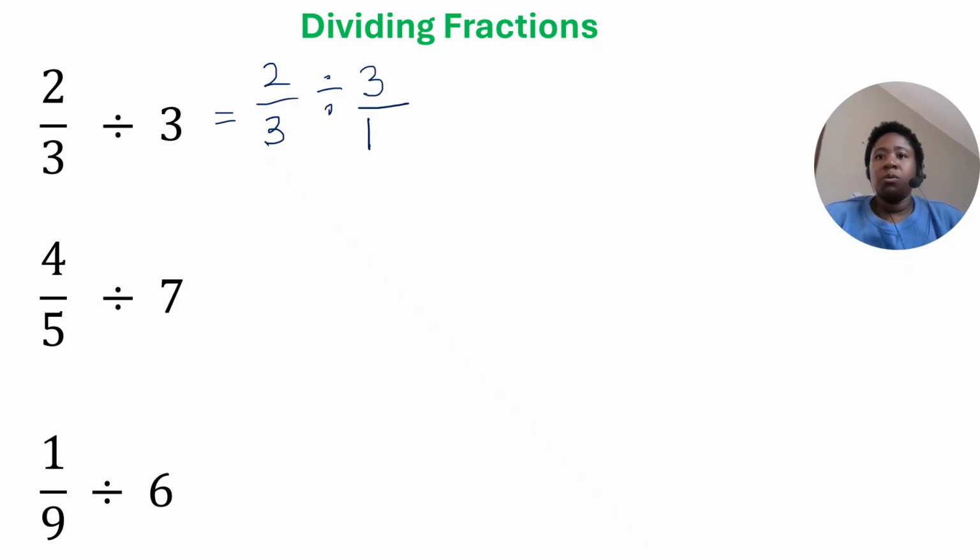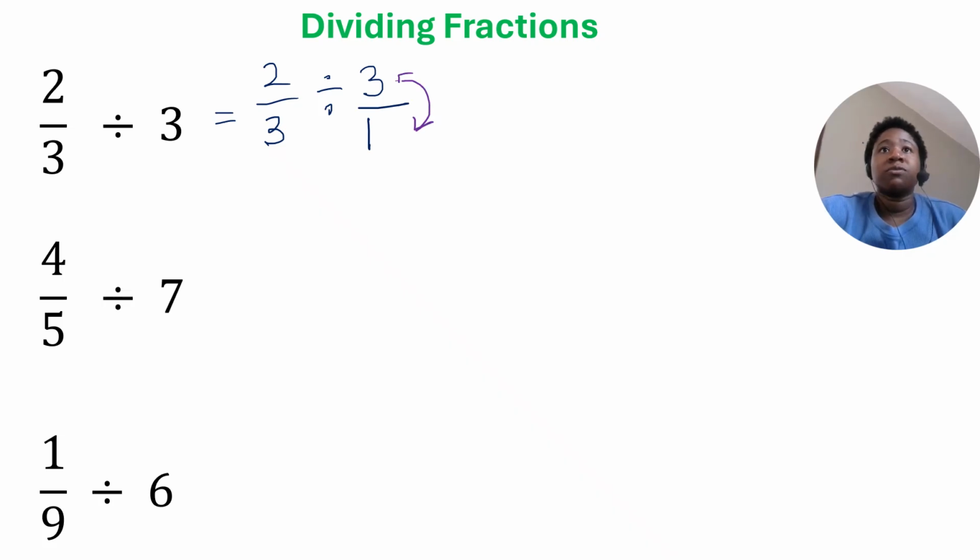Now with these questions, if we have a fraction divided by another fraction, we can simply multiply that same fraction by its reciprocal. Now, what's a reciprocal? The reciprocal of any fraction is the fraction we get when we flip that fraction, when we make the numerator the denominator and the denominator the numerator.